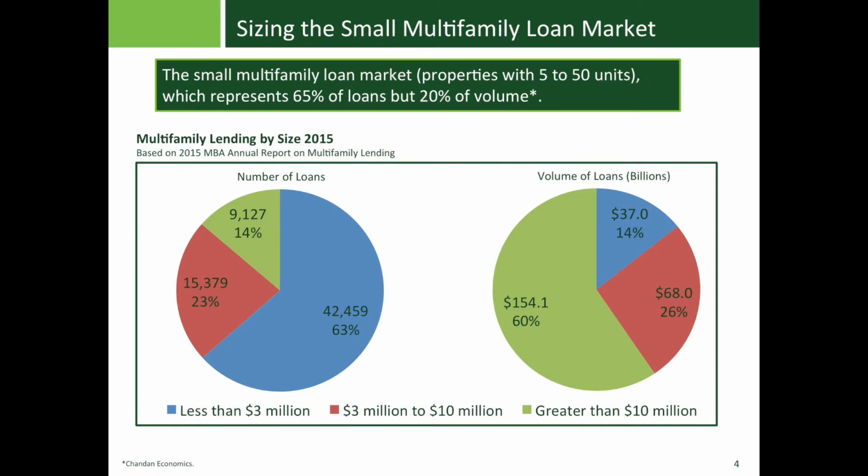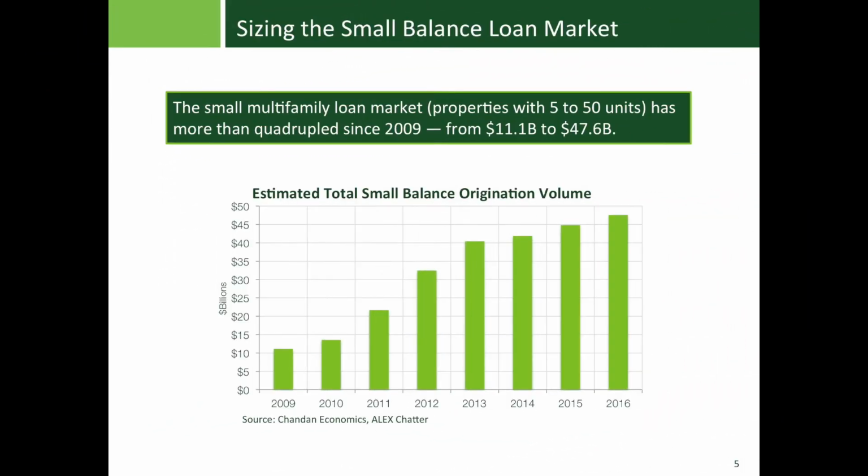The other thing that we're going to see is that it has been a space where we've seen significant growth. If we look at the model estimate of total small balance origination volume, in 2009 we were at just about $11 billion. But in 2016, our estimate is $47.6 billion. So over this relatively short period of time, we've seen small balance multifamily lending in the United States increase more than fourfold. My first question is both to Ivan and Steve. Ivan, if you can kick us off, why has there been such extraordinary growth in small balance lending activity?